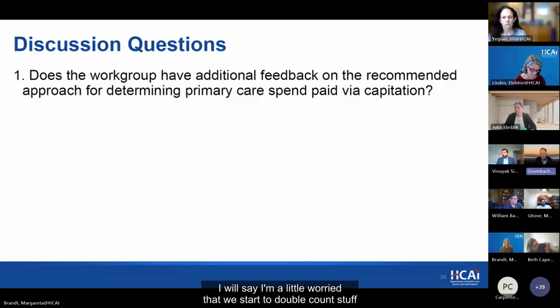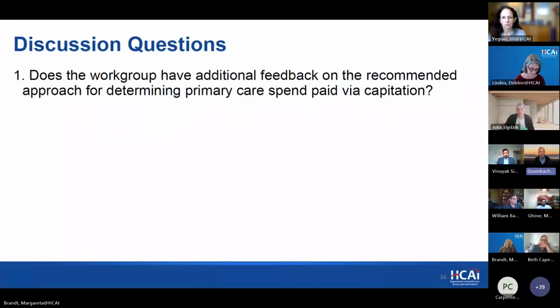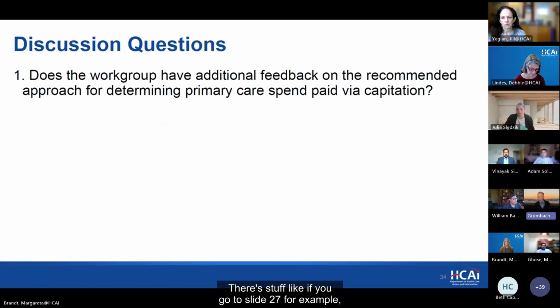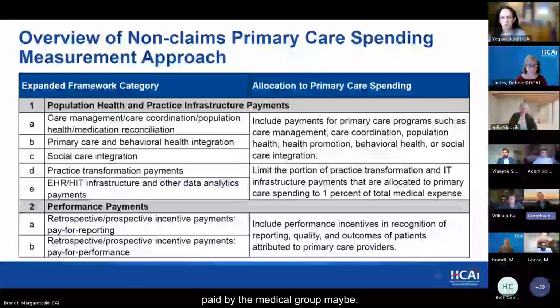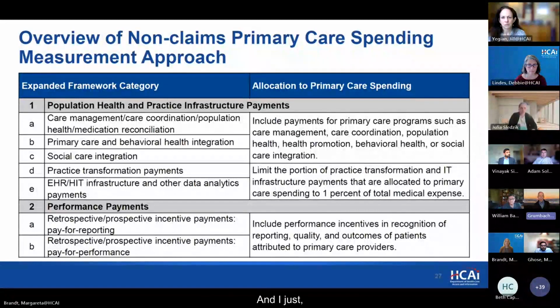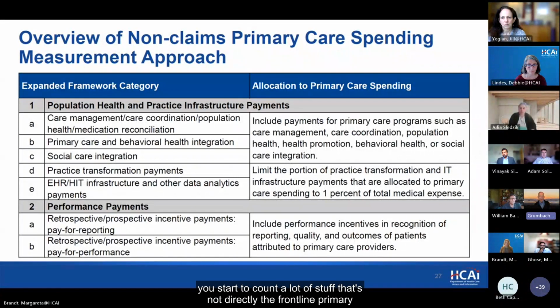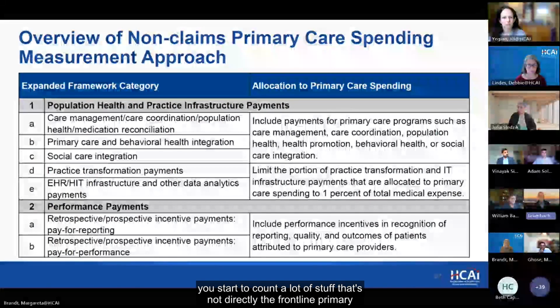I will say I'm a little worried that we start to double count stuff when I'm looking back on slides 27, 28, and then getting to how to think about the capitation formula. If you go to slide 27, for example, you have care management stuff and pop health stuff that's paid by the health plan, and then you get to another level, and you're trying to capture some of that paid by the medical group maybe. And you start to count a lot of stuff that's not directly the frontline primary care.